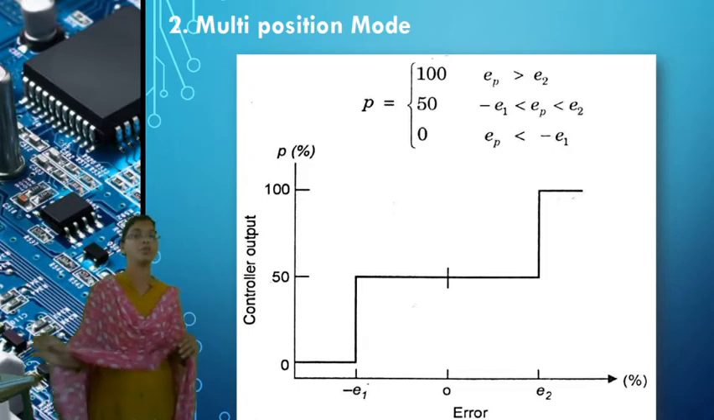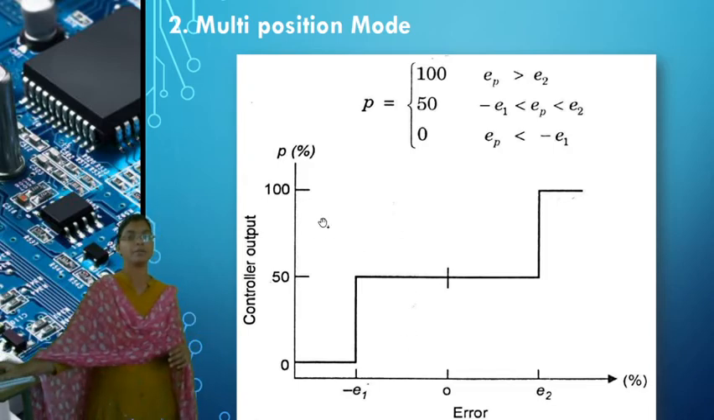So we have three positions. You can observe the graph here. On the x-axis we are going to take the same error value, and on the y-axis we are going to take the output value. Before minus E1, that should produce 0%. From here to here, the error is in between minus E1 and E2, there that will produce 50%, and above E2, that will produce 100%.